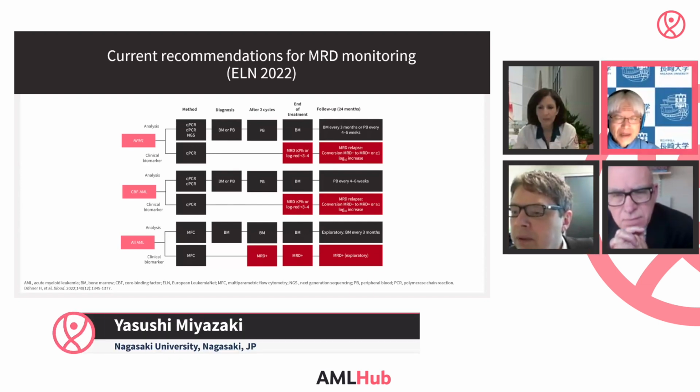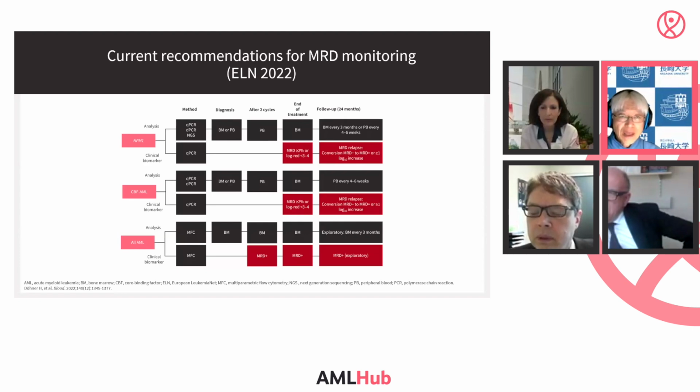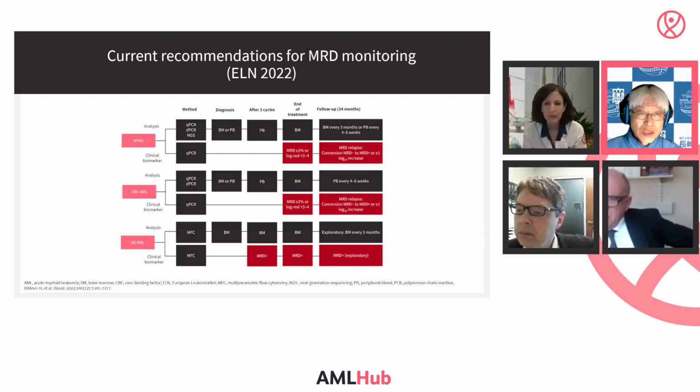In our practice, MRD for AML is not well established in Japan, unfortunately, except for CBF and NPM1. The flow cytometry system is not good in Japan for MRD for AML patients. Because NPM1 and CBF tend to be favorable prognostic AML cases, we do not do many transplants. So we use the risk stratification at diagnosis to choose transplant treatments. That's the situation. Thank you.